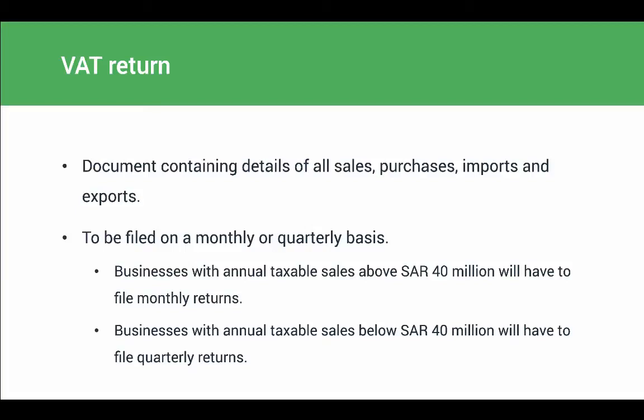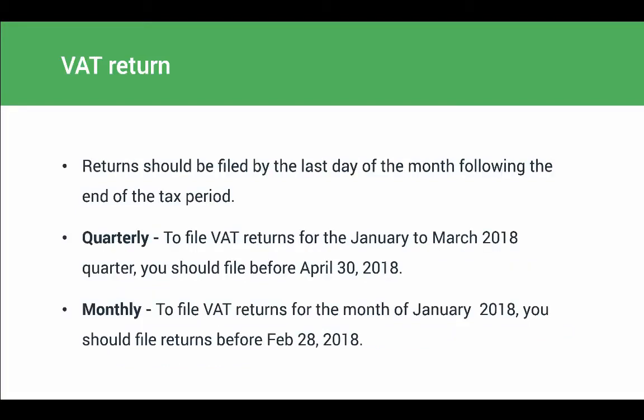So, there are two types of taxpayers based on this. Businesses with annual taxable sales above 40 million rials will have to file monthly returns, and businesses with annual taxable sales below 40 million rials will have to file quarterly returns. The filing dates for each tax period's VAT return is between the first and the last day of the month following the end of the tax period.